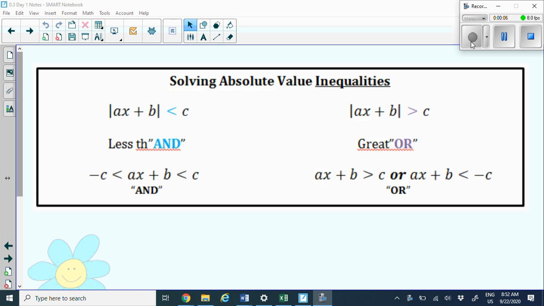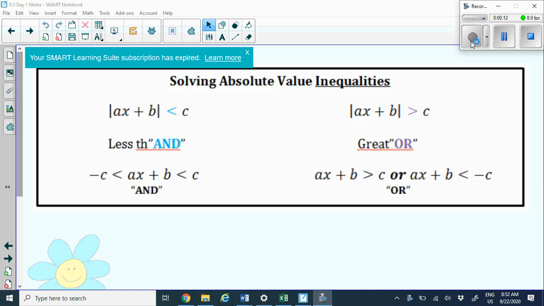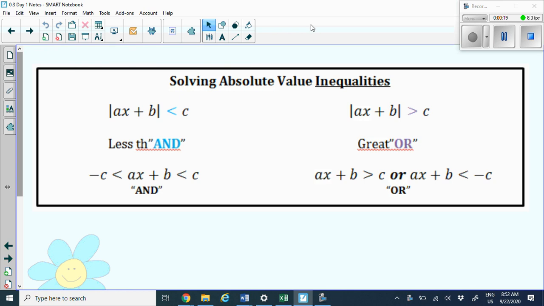We are going to be talking about how to solve absolute value inequalities. Now when we do this, we're going to solve absolute value inequalities, then graph our solution on a number line, and then write our final answer in interval notation. Okay, so we have two types here.